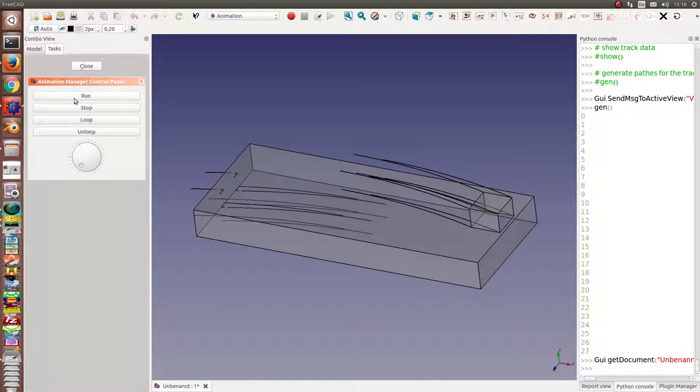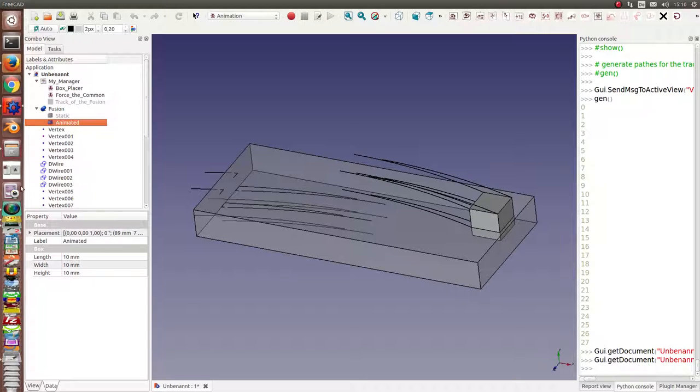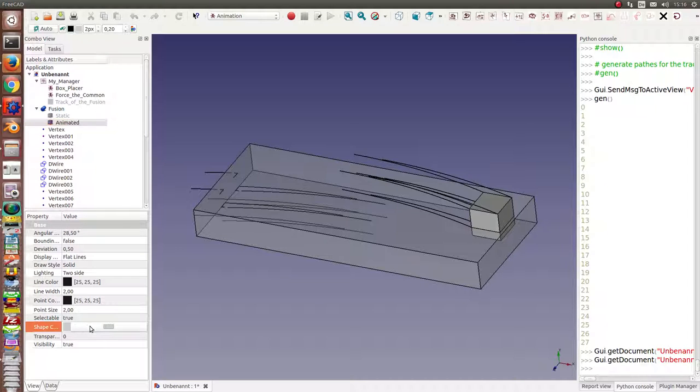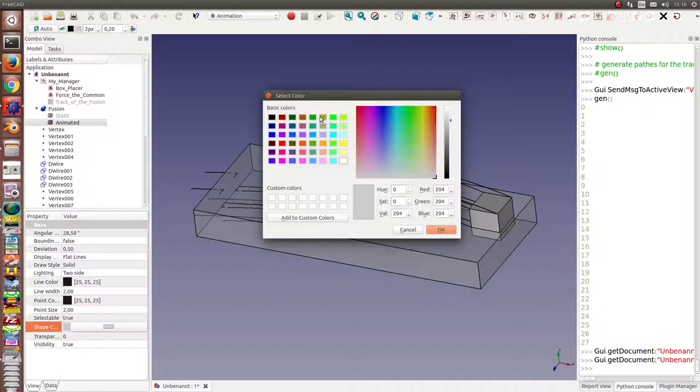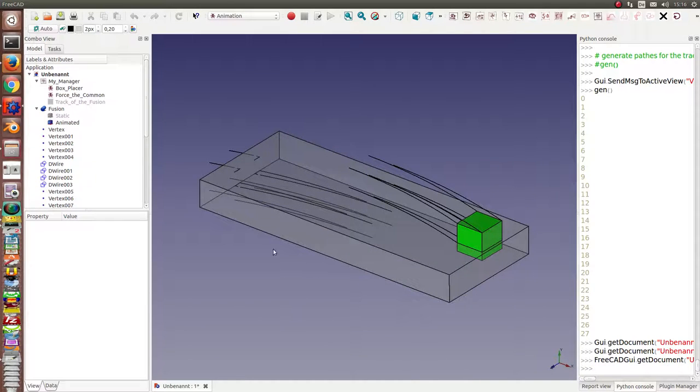and first I use some better colors to see the differences. Okay.